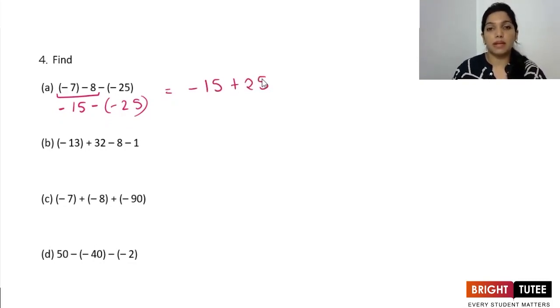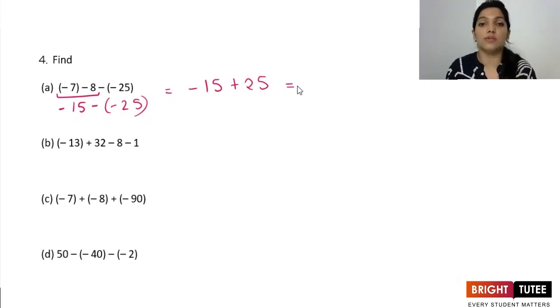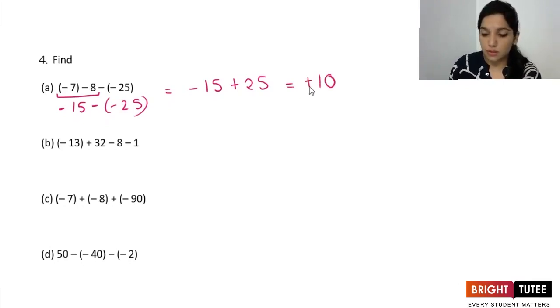Why are minus and minus written down as plus? Because negative signs become a positive sign. So 15 and 25, these are 2 integers where one is negative, one is positive. So we are going to take the difference of the 2. What is the difference between 15 and 25? It is 10. And which integer is bigger? 25 is bigger, so we'll borrow its sign. So the answer is plus 10. I hope this is clear.